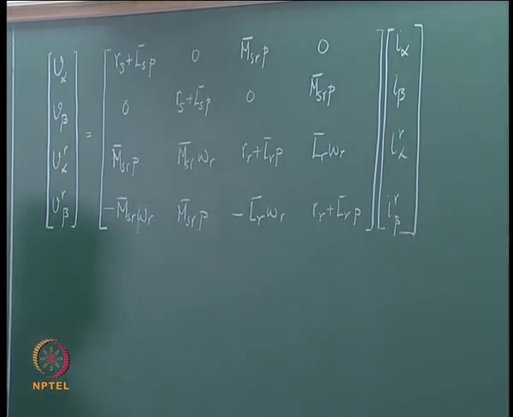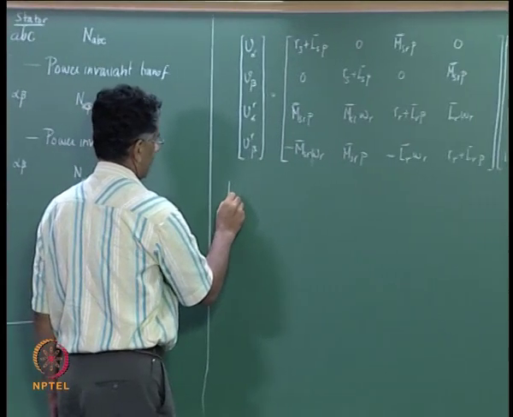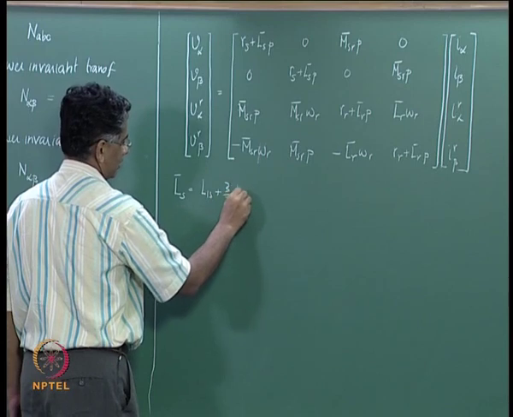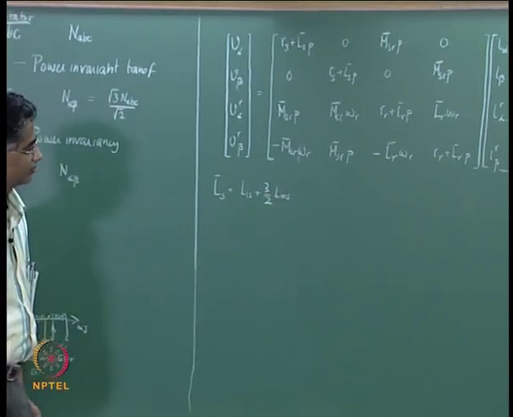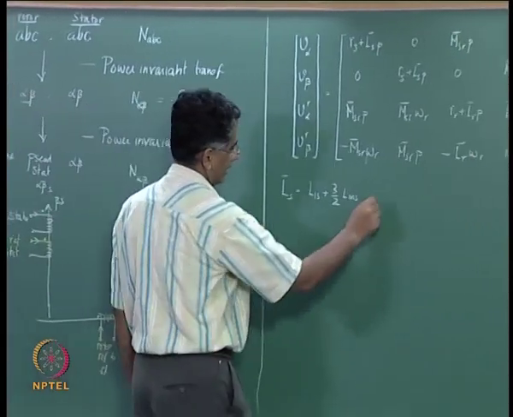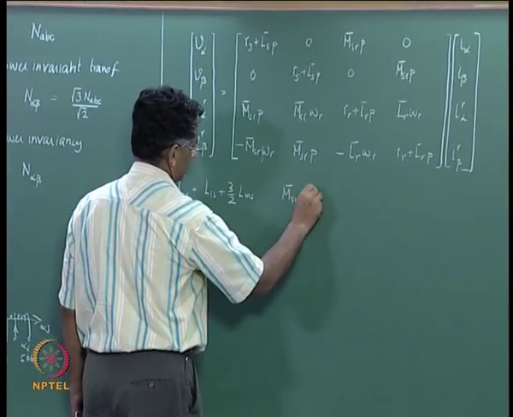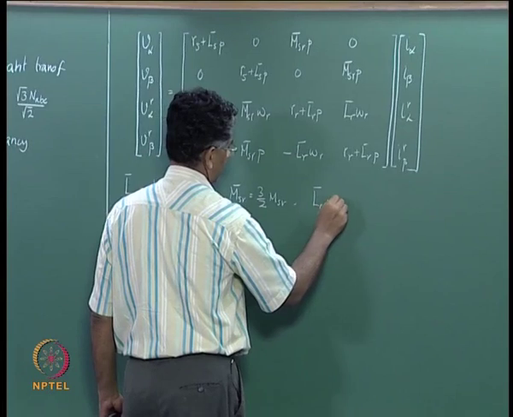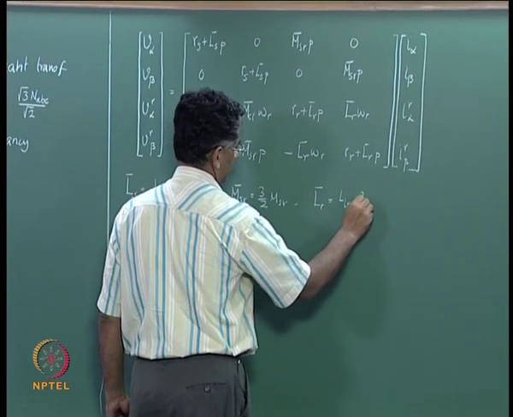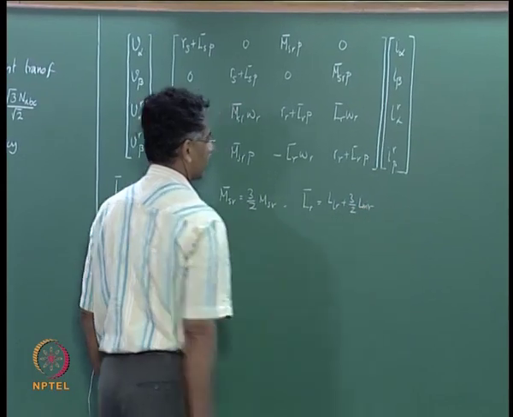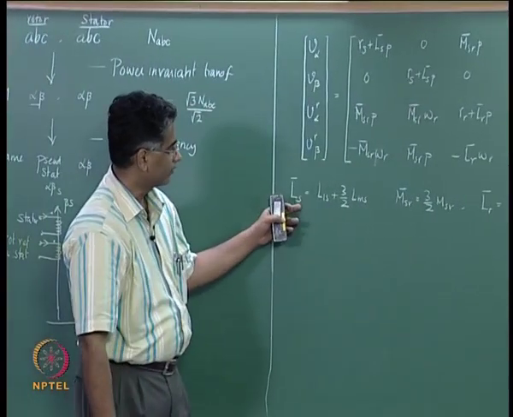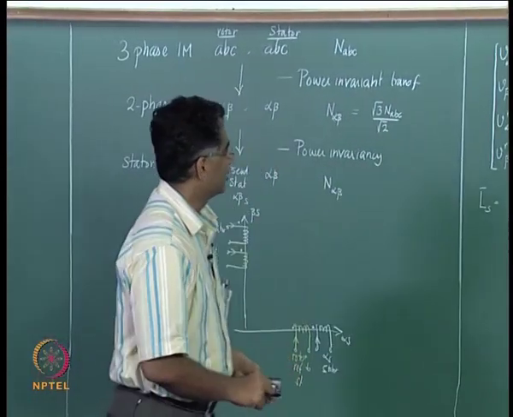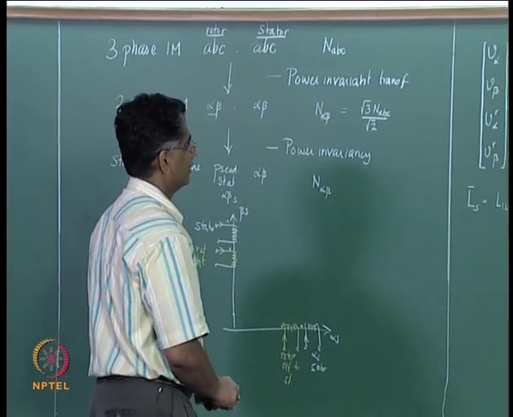Now, let us look at this description a little more closely. We know that Ls bar is nothing but the leakage inductance plus 3 by 2 times LMS as we come down from the 3 phase description to this, and MSR bar is nothing but 3 by 2 times MSR. Similarly, LR bar is nothing but LLR plus 3 by 2 times LMR. So, these are the equivalents. If you come down from the 3 phase, this is what you get. So, let us look at this expression a little more closely.